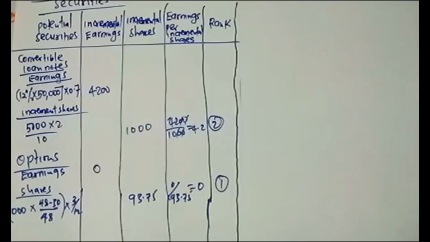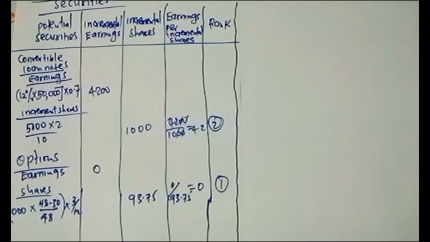So we are done with step 2. Step 1 was computing basic earnings per share. In step 2, we determined the order of ranking the securities. We use potential securities when doing diluted earnings per share. We used the convertible loan notes and the options, and we have ranked options as the first one.